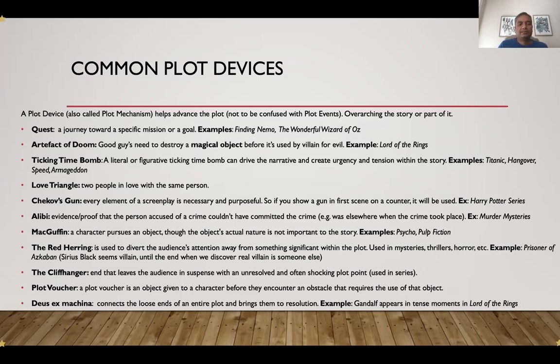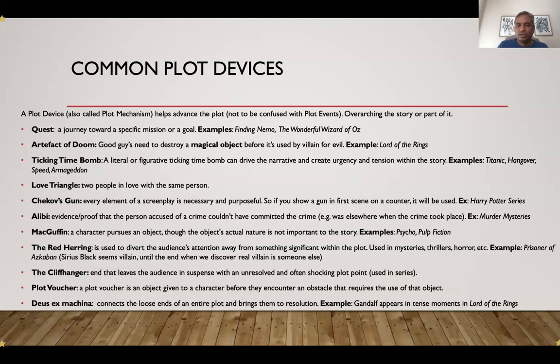Deus ex machina connects the loose ends of an entire plot that brings them to resolution. A simple example might be Gandalf. So when it becomes very tense in Lord of the Rings, and we feel like nothing can happen, now it's like, too bad. Gandalf comes and does something, says things, right? So it's all the loose ends of the plots coming together for quick resolution, right? So that's this particular plot device.